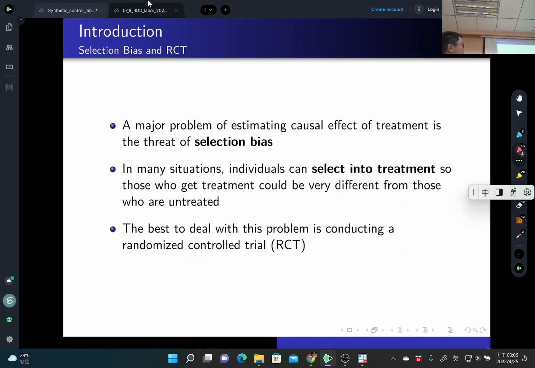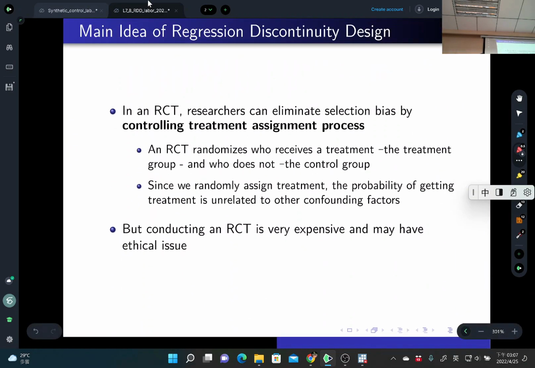So the regression discontinuity design also tries to solve the problem of selection bias. And from the previous lecture, you should know the best way to eliminate selection bias is to conduct a randomized control trial, the RCT. That is, you don't let individuals select into the treatment. They cannot select whether they get treatment or not. You assign the treatment to them based on some random process. So some people are just lucky, they get a treatment, they become the treatment group. And some people do not.